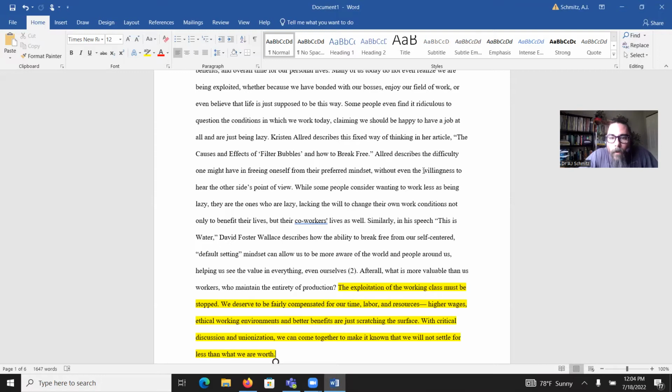After all, what is more valuable than us workers? The grammar's a little weird. Than us workers who maintain the entirety of production. That's the thing. What's more important than that? That's an argument. Some people can argue other ways, but this is an argument. I know that the author of this paper is on one side. They're not on the fence. They're not wishy-washy. They're like, workers, come on.